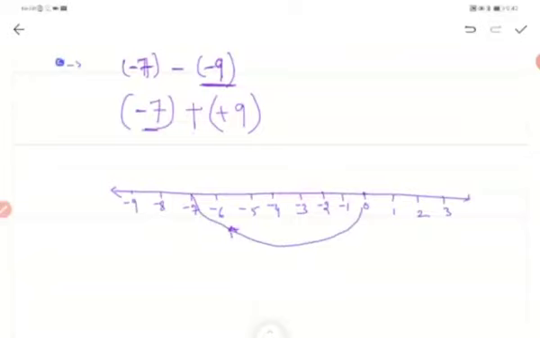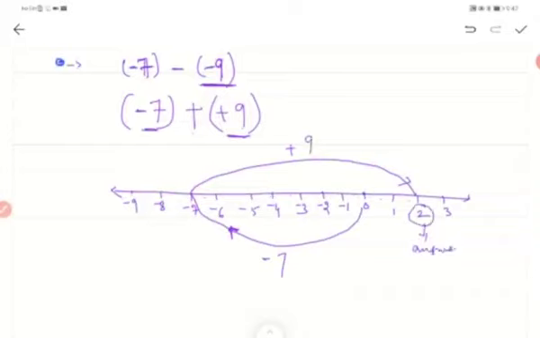So I will take -7 like this, and then after that I am adding 9. That means you move forward 9 steps. Since this is +9, you will move forward 9 steps. So 1, 2, 3, 4, 5, 6, 7, 8, 9. From here I will go towards this. This is your -7 and this is your +9. So my answer is 2.